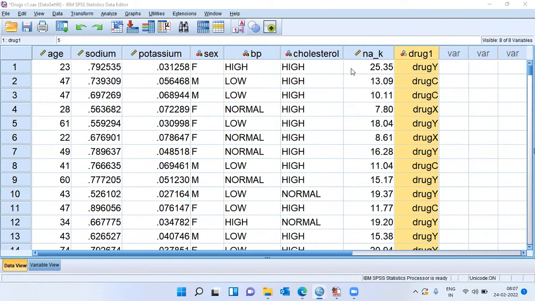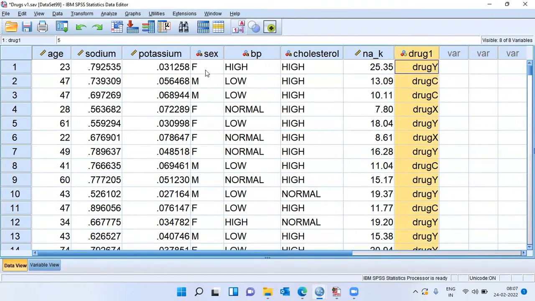I have information about 200 patients. We also have details about their demographics, like age and gender, and past medical case history, like their BP level, cholesterol level, sodium concentration in the blood, and potassium concentration in the blood. By taking the ratio between sodium and potassium, we've been able to derive a new column, which is Na_K. The last column is very important because this shows which drug the patient responded to.